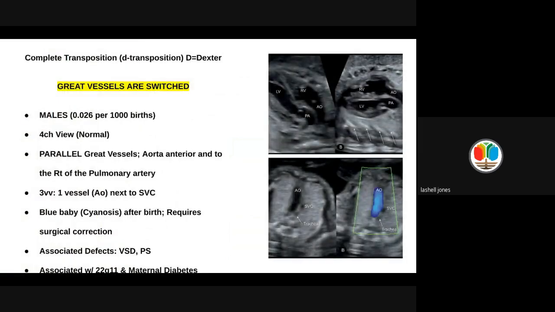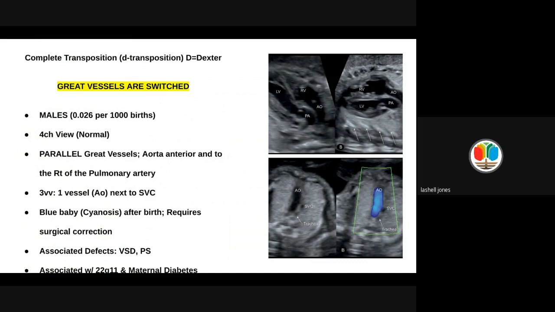All right, so with complete transposition, known as D transposition, D as in dextro, the great vessels are switched. This is commonly seen in males. The four-chamber view is going to be normal, so it's going to appear normal. But when you go to your crisscross, you're going to notice that your great vessels are parallel to one another, which you can see in the demonstrations. So you see, instead of crisscrossing, they're alongside one another.